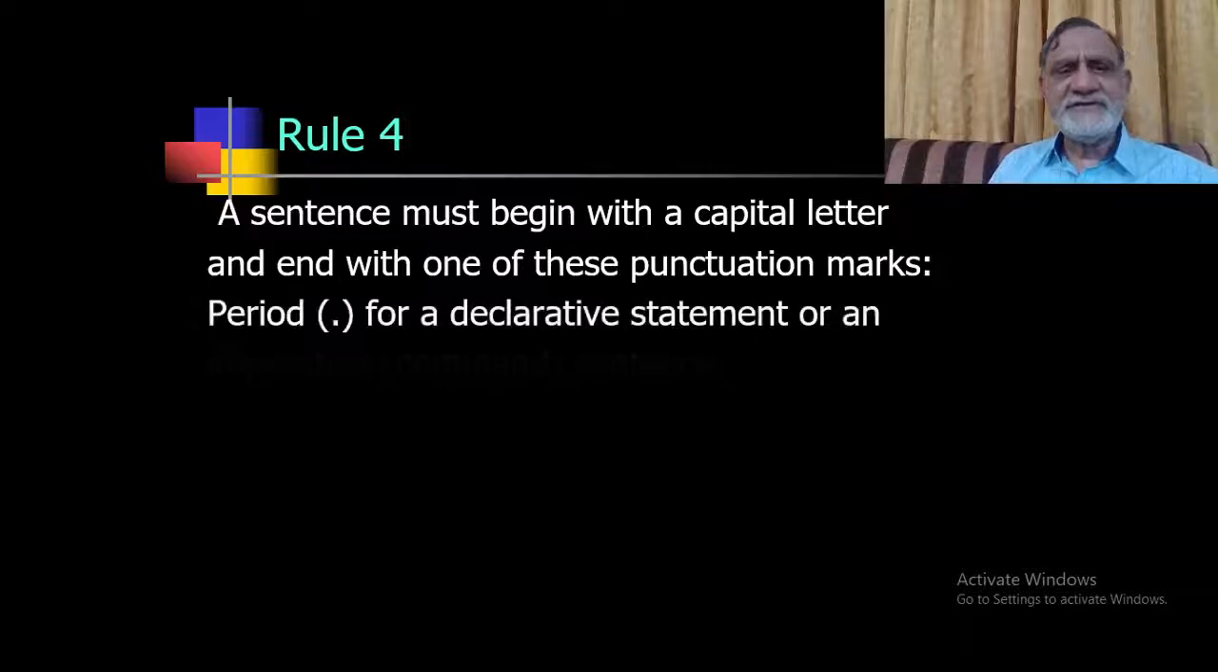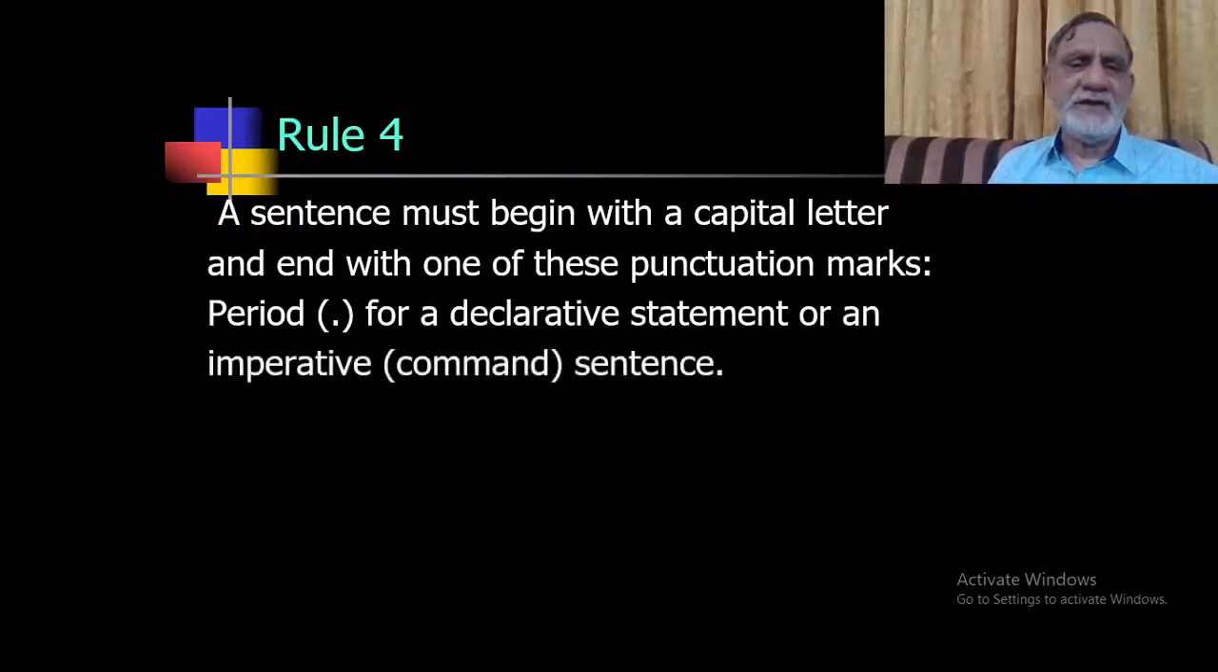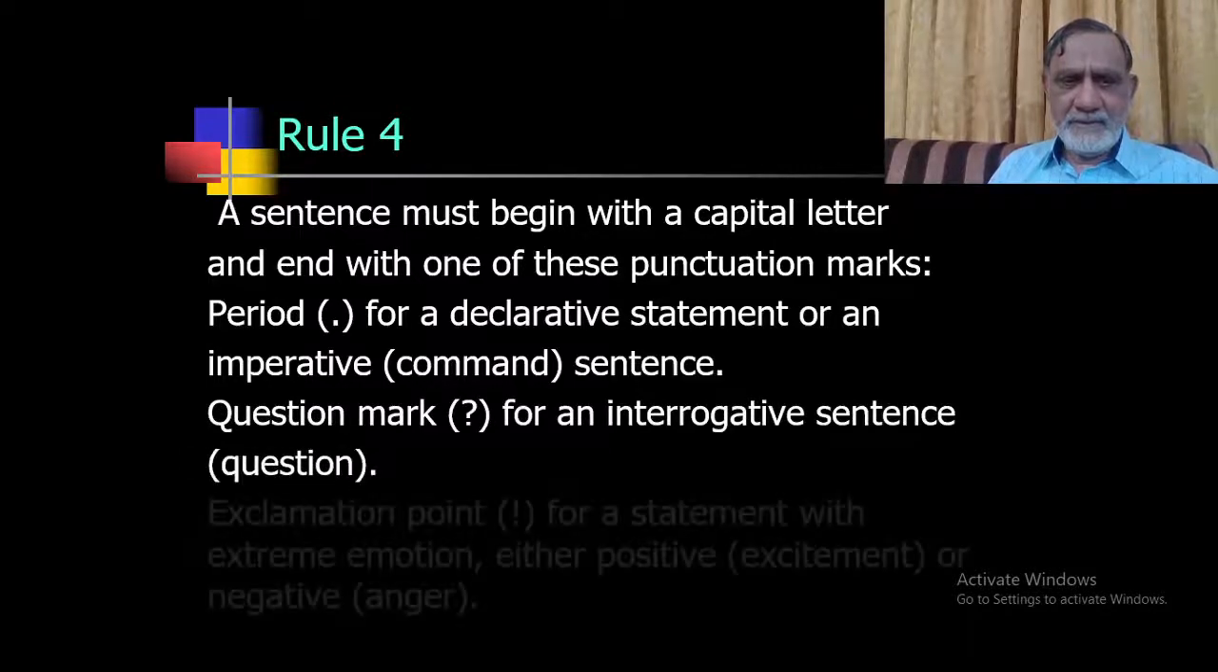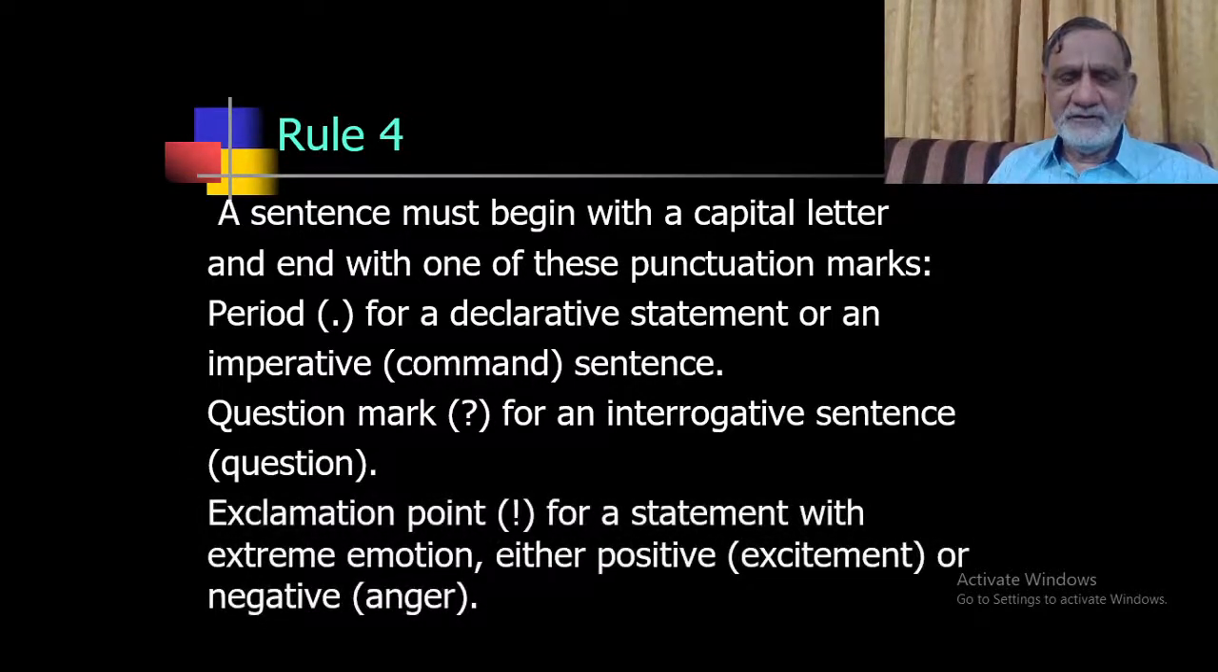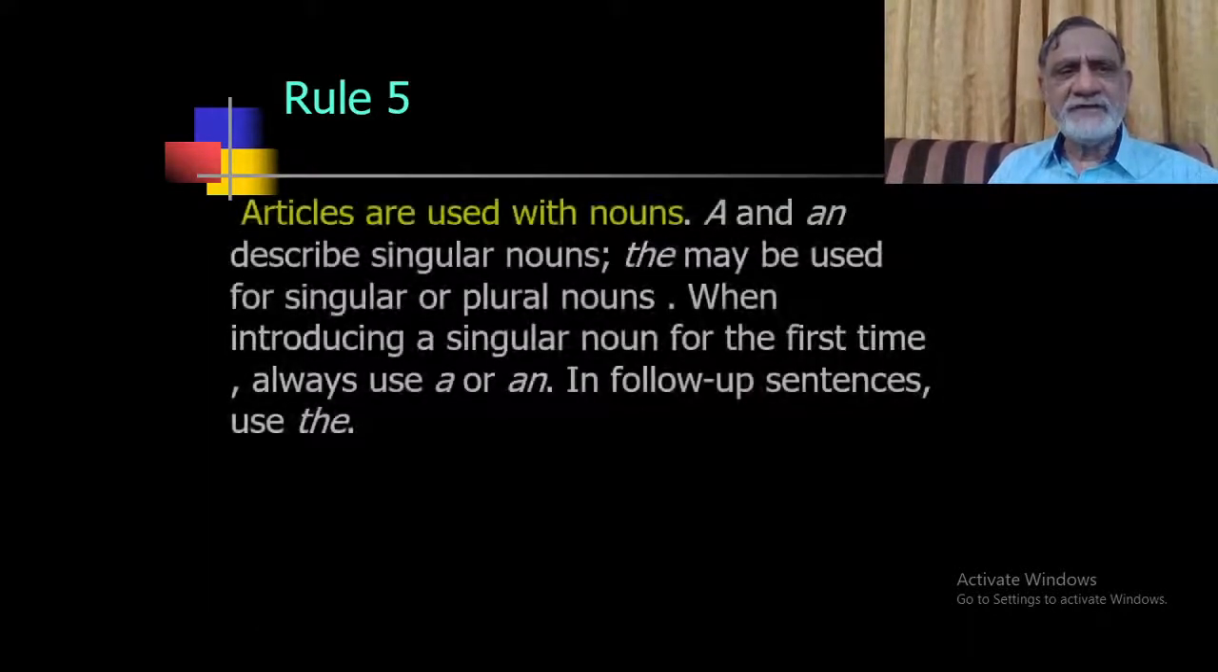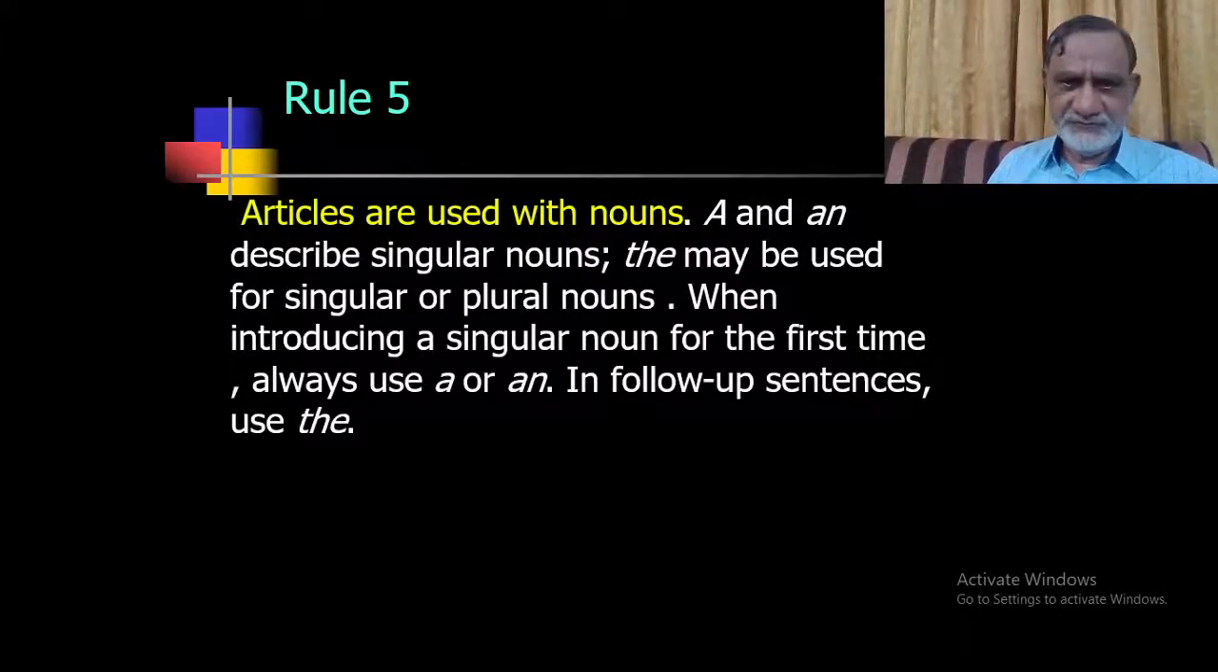Rule 4 is a sentence must begin with a capital letter and end with one of these punctuation marks. This is a rule. Very simple and straight, so it needs no explanation. The examples are given here. Rule 5 is articles are used with nouns. This has been mentioned earlier also.